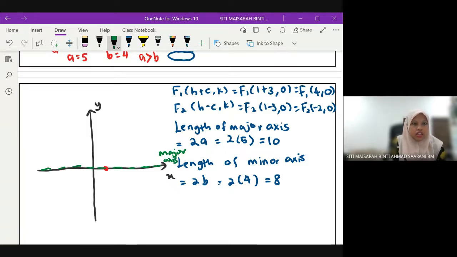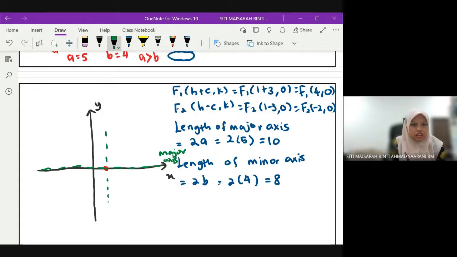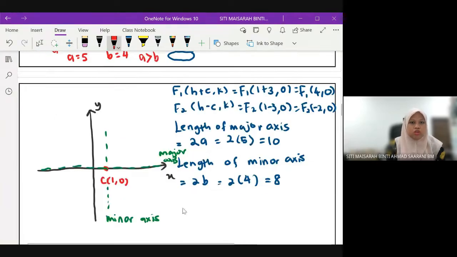Okay. Dan ini, this is minor axis. Okay. So this is center 1, 0. Lepas tu V1 kita 60, V2 negatif 40. So sini V1 is 60. Lepas tu kat sini sikit, V2 negatif 40.